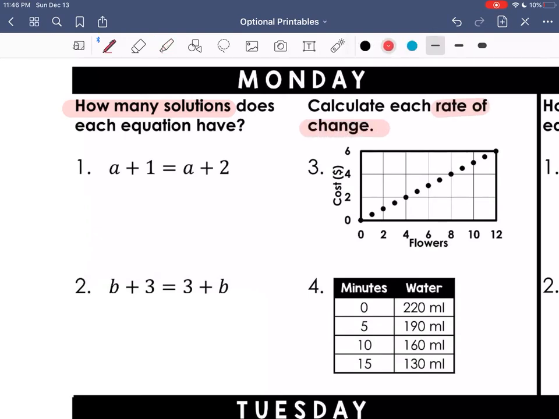In other words, we're going to look at the unit. So in number 3, it's flowers. And on number 4, it's water, which is in milliliters. And we're going to figure out the cost per flower and the minutes per milliliter in number 4.